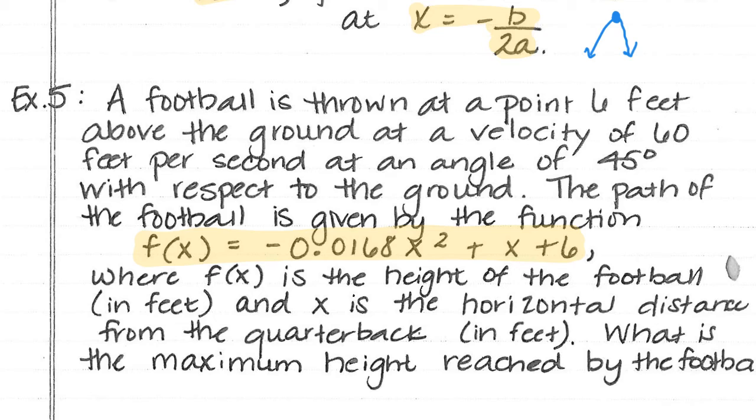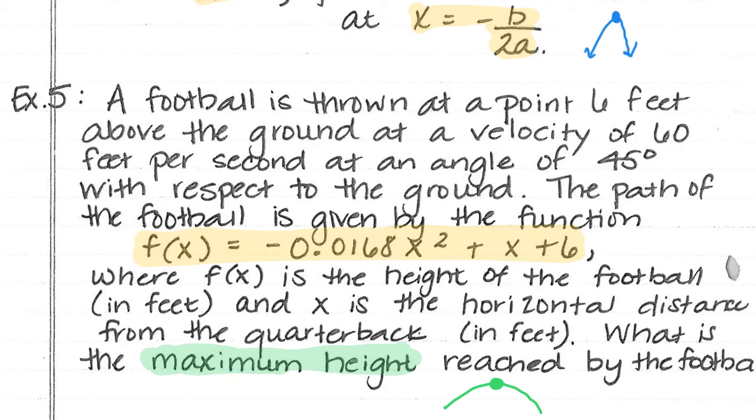So this question is saying f of x is the height of the football in feet, and x is the horizontal distance from the quarterback. They're asking us what the maximum is. So look at right here, they're asking us for the maximum height. So while I have this in my calculator, I am going to draw on here. I know that this is what it looks like. I am looking for a maximum.